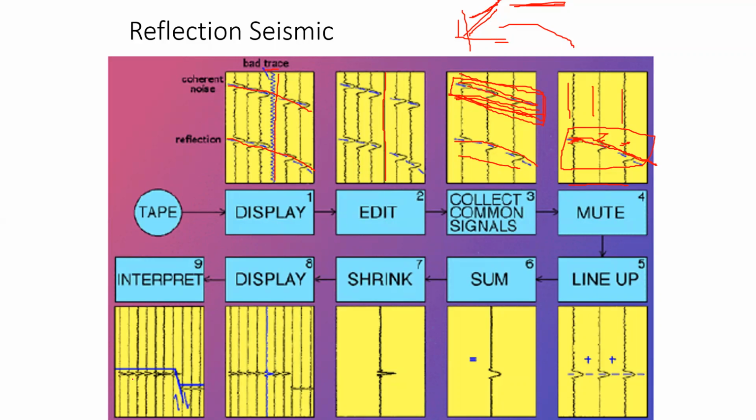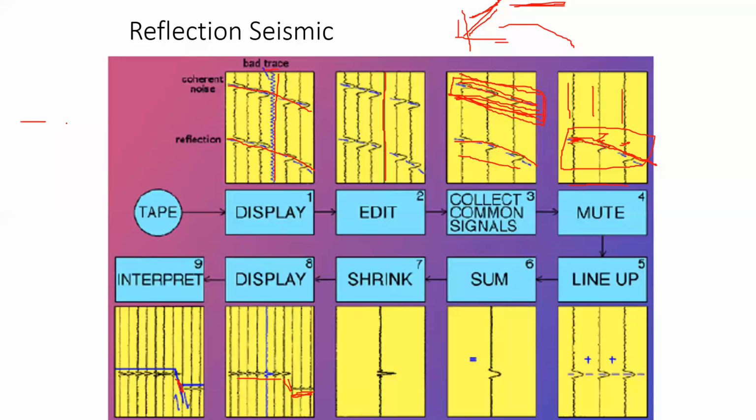That's why NMO, normal move out correction, is required to bring all the reflected amplitudes into one horizontal plane, as you can see here. And there is a slight decrease or shift in the amplitude. That means there is a presence of fault. So this region and this region is the faulted area.